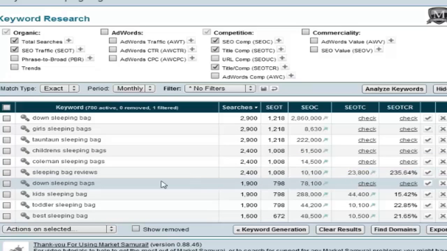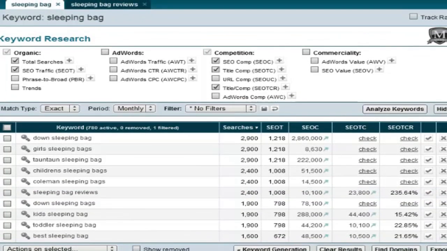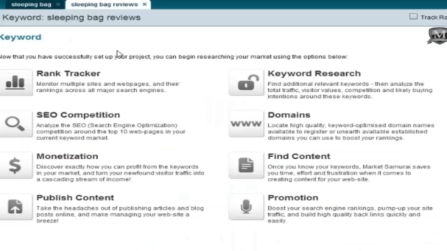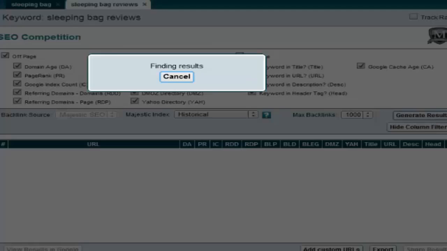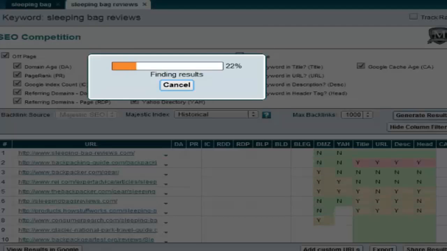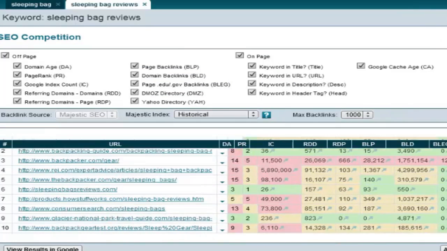Again, pretty good traffic. One last step you can take is you can see actually how hard it'll be to rank for that term. If I click on the key, it's going to open up a new tab. Let me scroll this down. You see it opened up a new tab here. So now it's going to isolate that word. And now I can check out the SEO competition for that keyword. I will generate the results. I'll pause it. This will take a minute. And this will show you who is ranking currently for that keyword. Let me stretch this out.